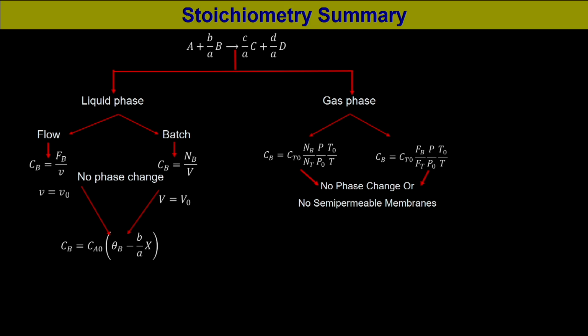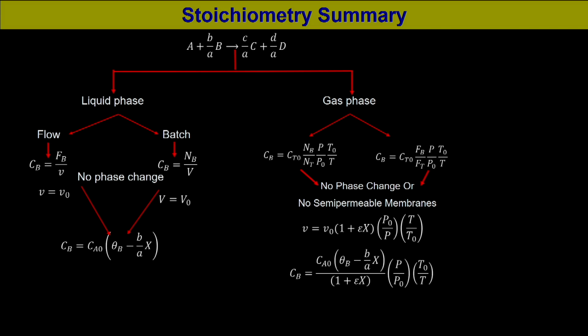Now, if there is no phase change or no semi-permeable membrane, in this case for the gas phase, for both batch and flow reactors, we can write V is equal to V naught into 1 plus epsilon x into P naught by P into T by T naught, and Cb we can write as Ca naught into theta b minus b by a x divided by 1 plus epsilon x, into P by P naught into T naught by T. So, this is how we can obtain it for the gas phase system where there is no phase change.